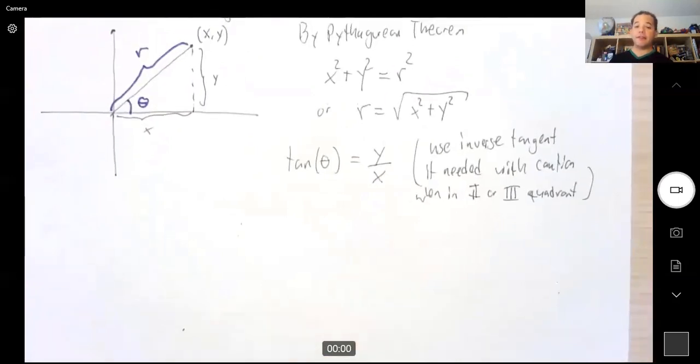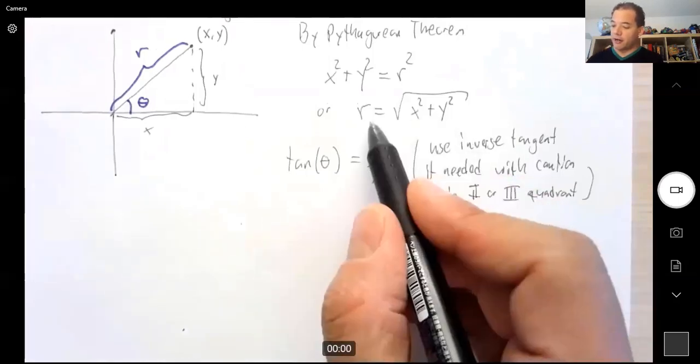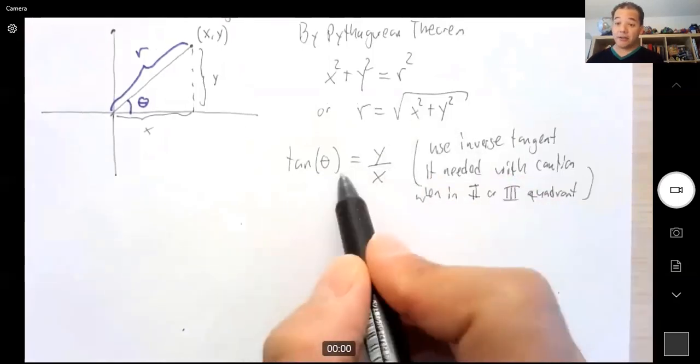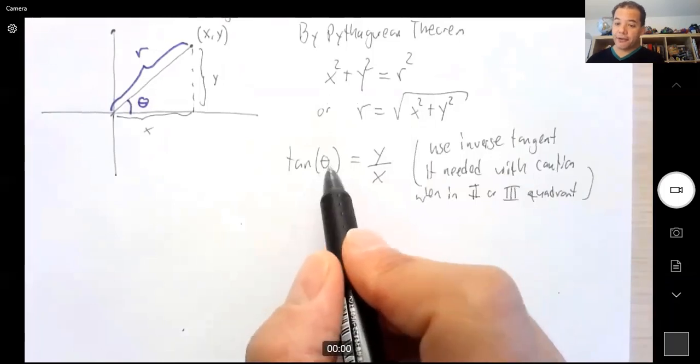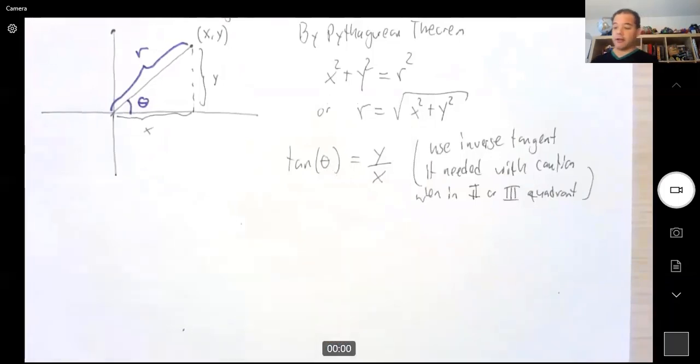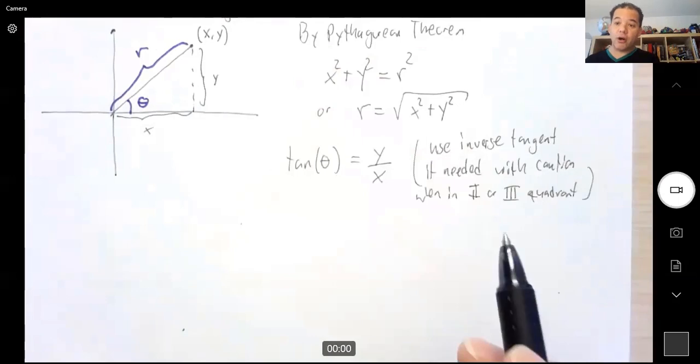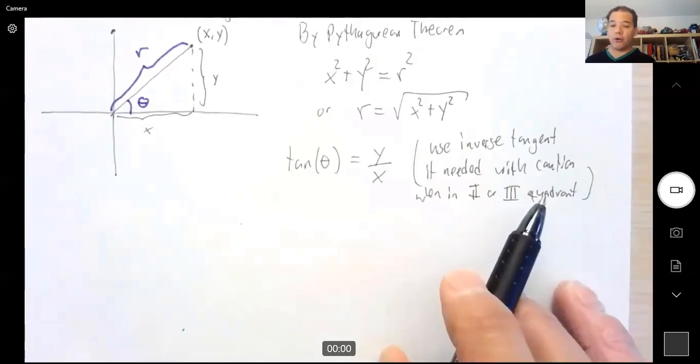All right, but that answers the question of how we get the polar coordinates from the rectangular coordinates. You have the x and the y, you plug them here, you get the r, you plug them here, you get tangent of theta, and then to figure out theta, you do inverse tangent. Depending on which quadrant you are in, you may need to add pi or not.